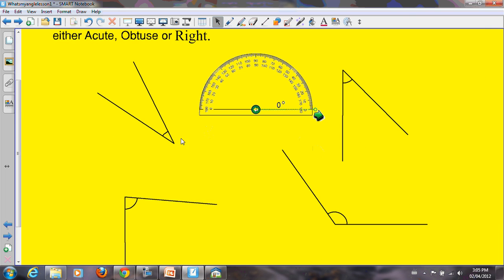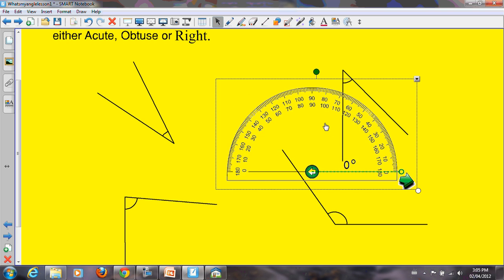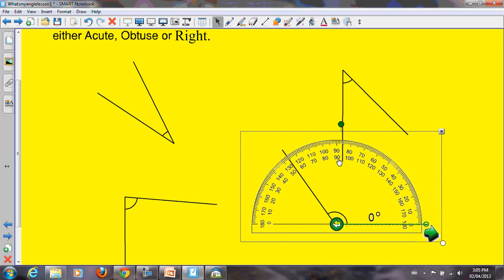So let's measure a few of these. I'm going to take this one first. I know this one is more than 90 degrees. So if I were to take my protractor, I'm going to make them a little bigger. I'm going to take my protractor, line it up just perfect, and here's the 0, so I must use the 0 and start counting up. There's 90, there's 120, and this looks like it's about 125, just a little bit more than 125 degrees.